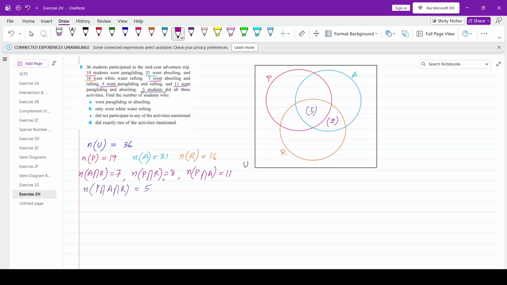P intersection R has 8 students. This region has 8 students, out of which 5 have already been considered. Therefore, remaining 3 will come over here. P intersection A is 11. P intersection A is this region, and that has 11 students, out of which 5 we have already written. So remaining 6 will come over here.